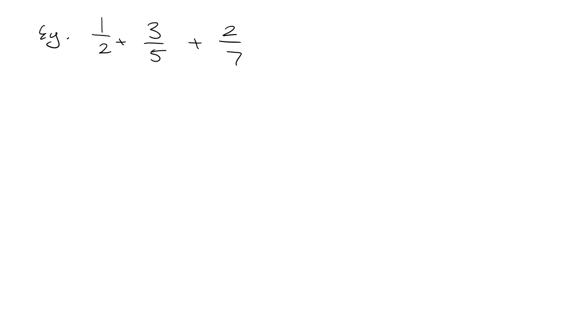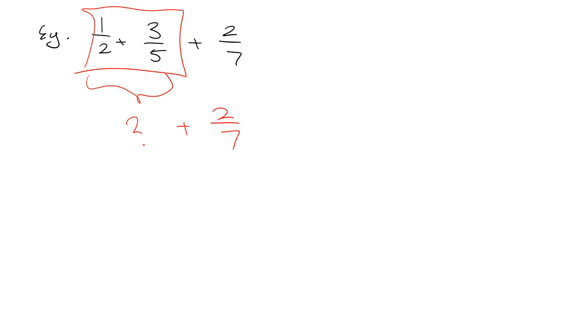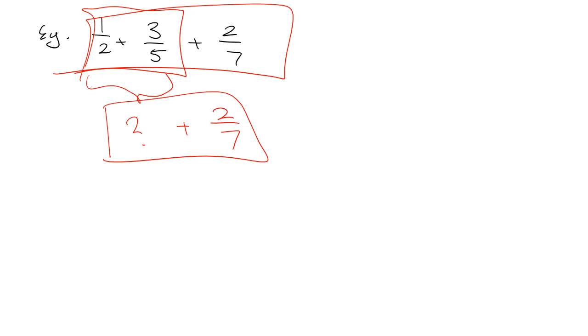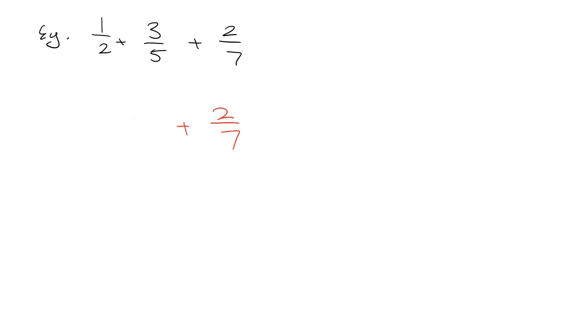Now we can do this a couple of ways. We can deal with 2 at a time, so we can find the result of half plus 3 over 5. We'll get that, question mark. Then we can add 2 over 7 to that. Or we can add 3 of them all at once. I'll do it both ways.